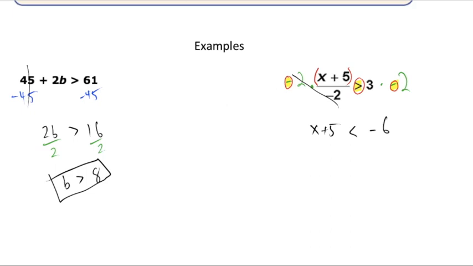So all that I have left is to subtract 5 on both sides, and I am left with x is less than negative 11. So again, subtraction and addition aren't going to change the sign. It's only multiplication and division when it's with a negative number. So my final answer is x is less than negative 11.